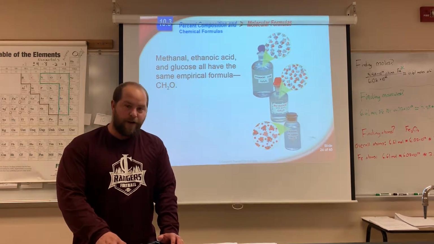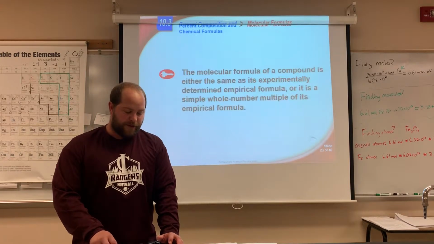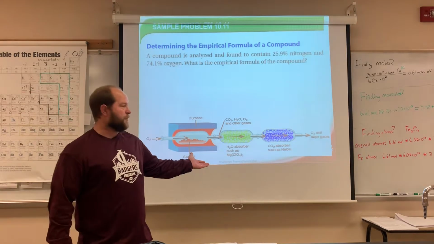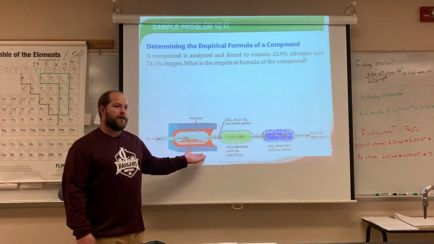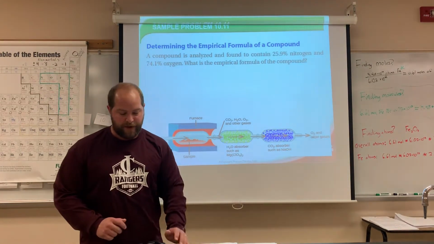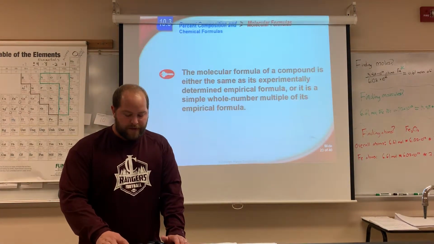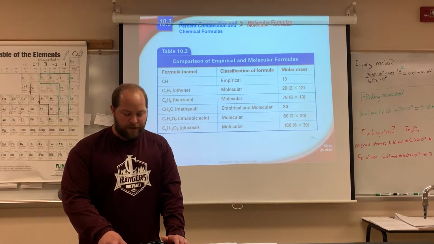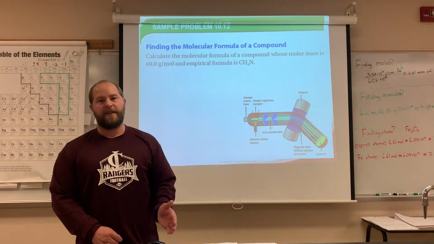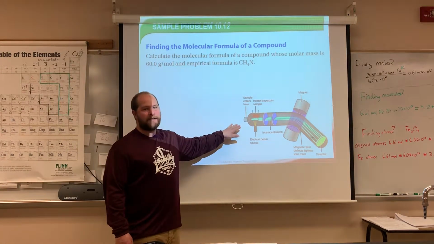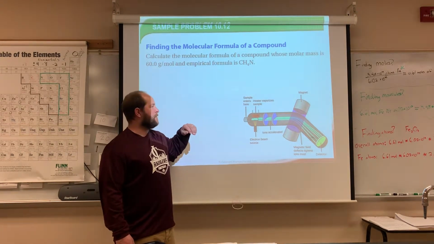So how do we figure out which is which? This experiment here would get us the percent data so we can figure out the empirical formula. So okay, how can we figure out the actual molecular formula then? Here's what chemists do. They run it through what's called a mass spectrometer. And here's what they do.